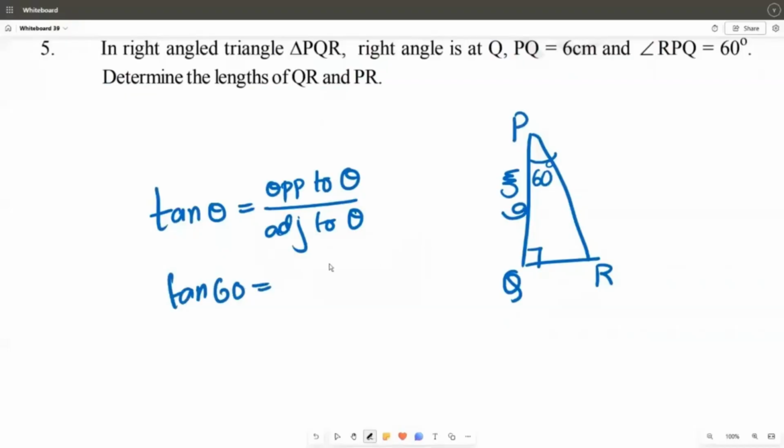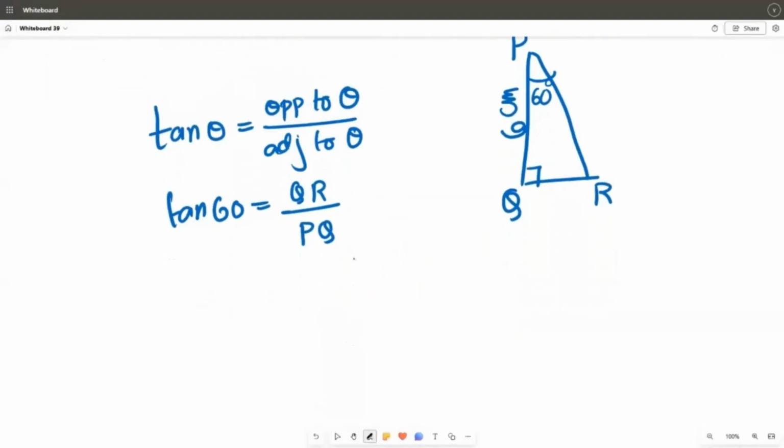So in this case, we have tan 60, and the opposite side is QR, by the adjacent side PQ. We know the value of tan 60, which is equal to root 3, and PQ is 6 centimeters. So if we send the 6 to the other side, the length of QR will be equal to 6 root 3 centimeters.